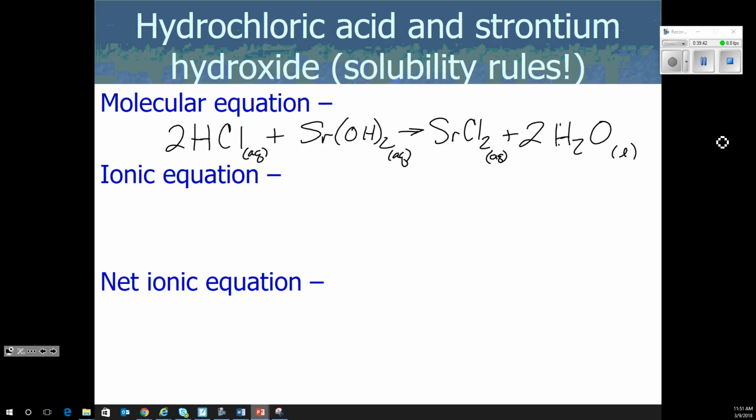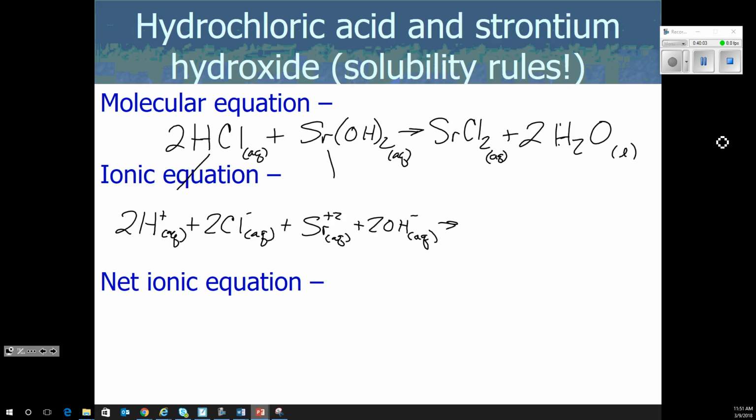Okay, so my net ionic equation says, split that up. That becomes 2H plus AQ plus 2Cl minus AQ plus strontium, Sr plus 2 AQ plus 2 OH minus AQ yields Sr plus 2 AQ plus 2 Cl minus AQ plus 2 waters that are liquid. Okay?